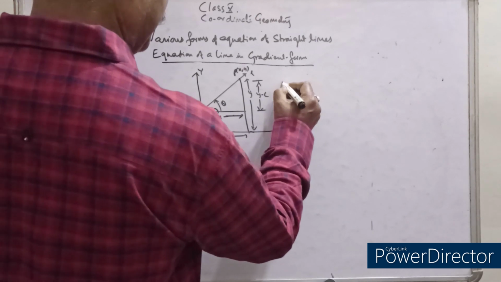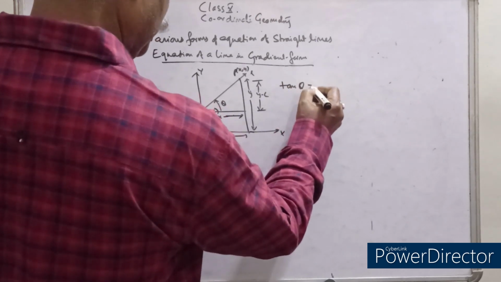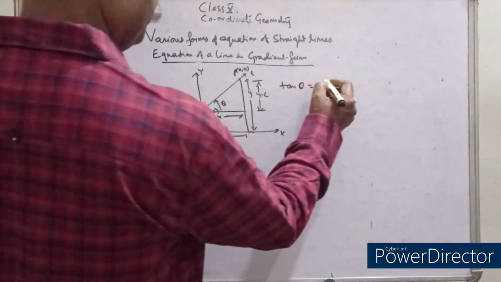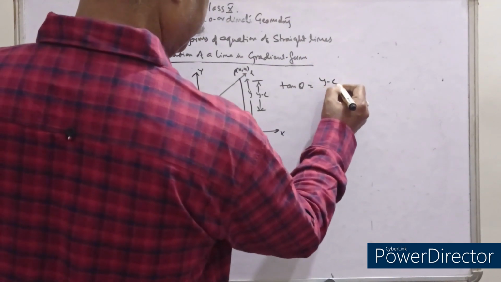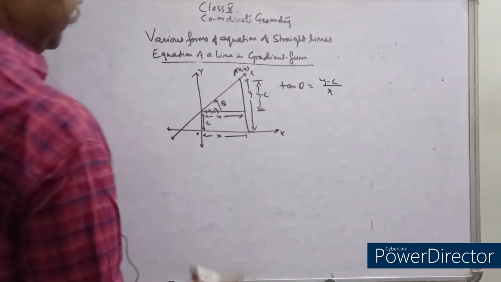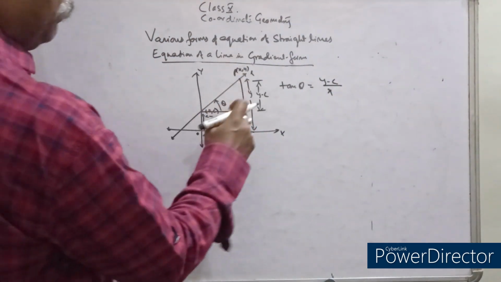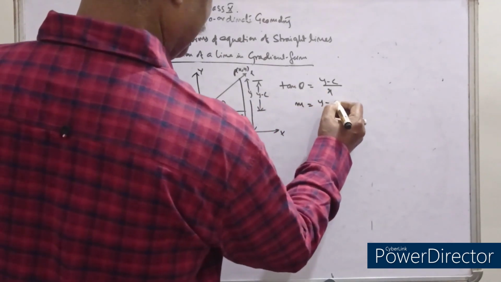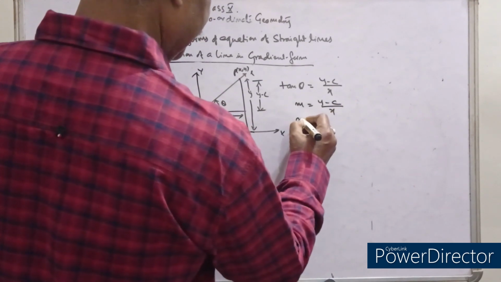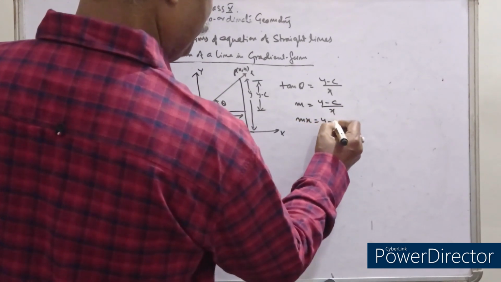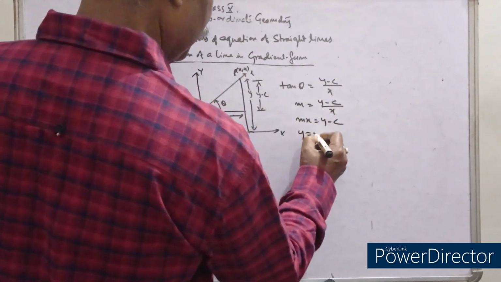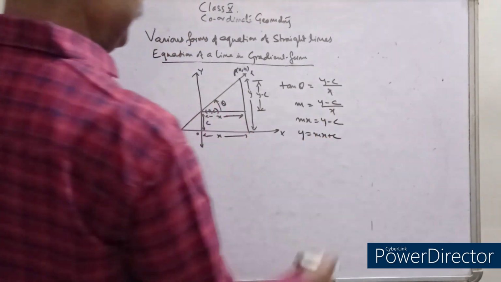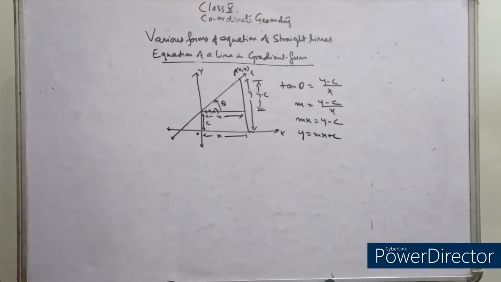So your slope tan theta is equal to perpendicular by base. So tan theta, that is m, is equal to y minus c by x, that is mx is equal to y minus c. So y is equal to mx plus c. They have derived this equation in this way.